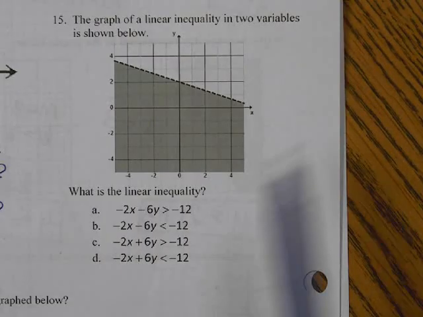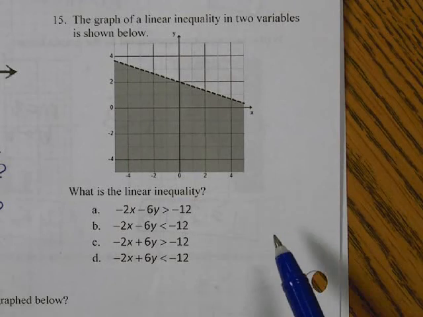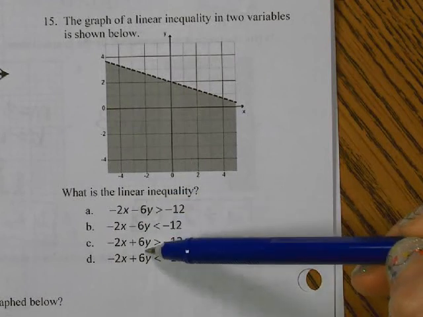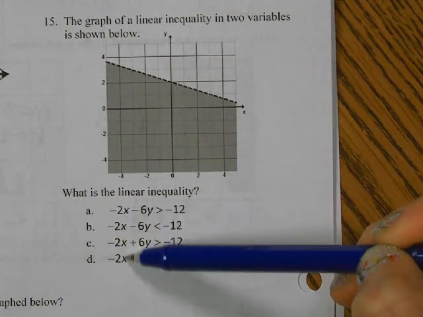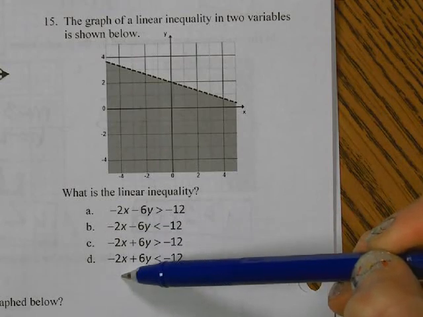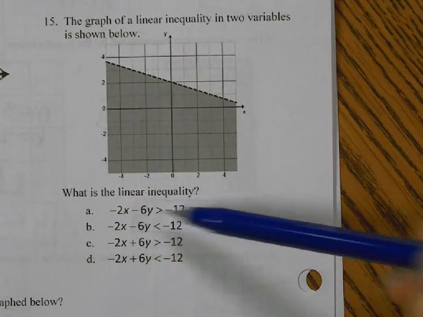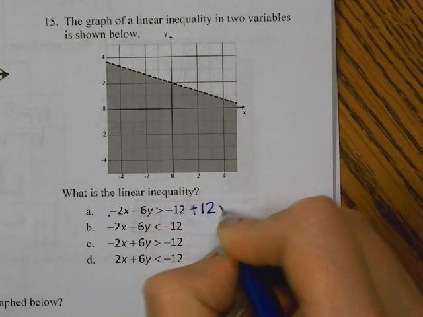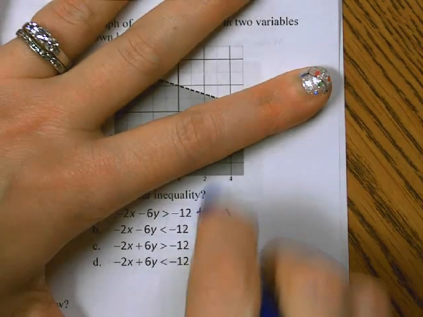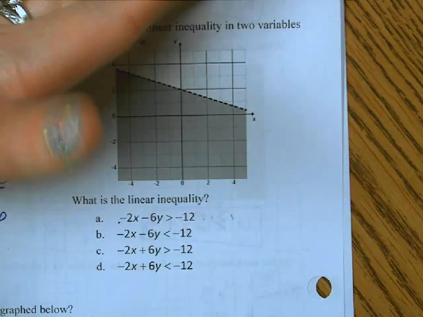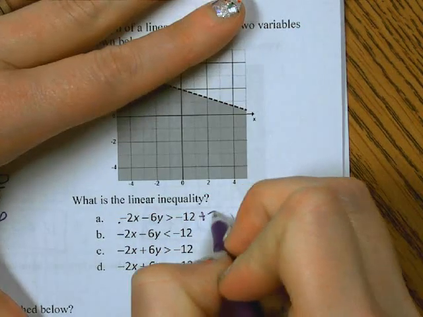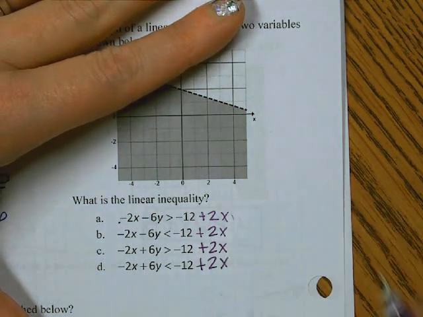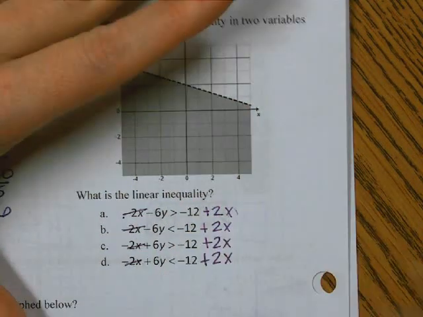On number 15, it says, what is a linear inequality? In order to graph an inequality, we have to solve it for y. So we're going to look and see that all 4 of these problems have 2x, or negative 2x, over here. So the first step is to add 2x to both sides on every single one of these. We would add 2x here, here, here, and here. That's what we're going to do first on every single one.